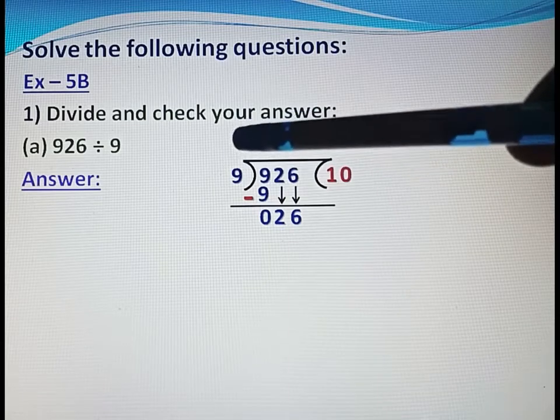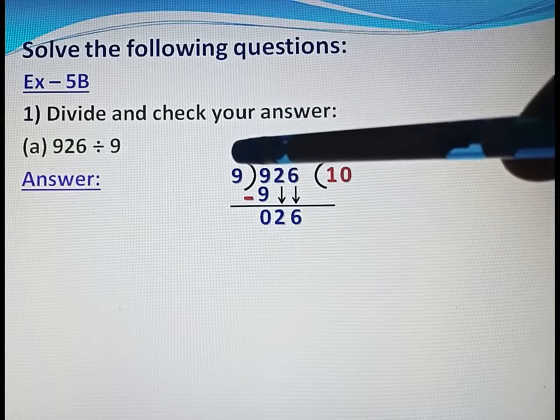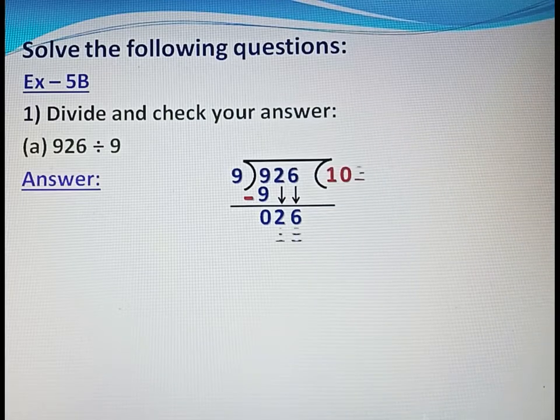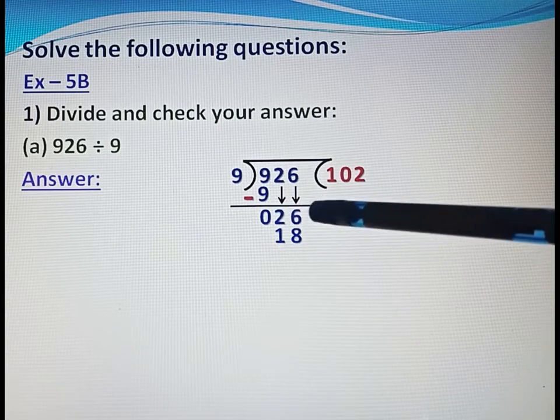9 2 ja 18 and 9 3 ja 27. 27 is greater than 26, so we can't write. We will multiply 9 by 2. 9 2 ja 18 and then we will do subtraction. You can subtract 26 and 18.